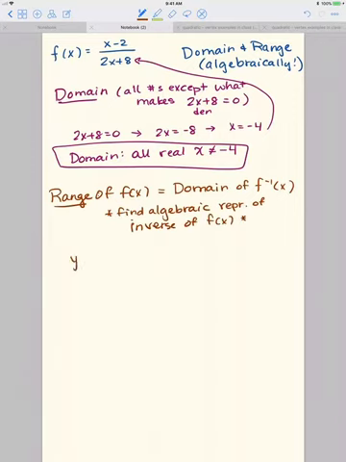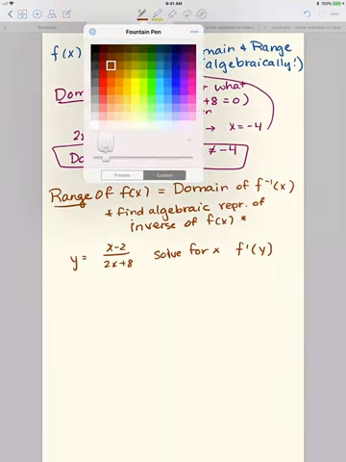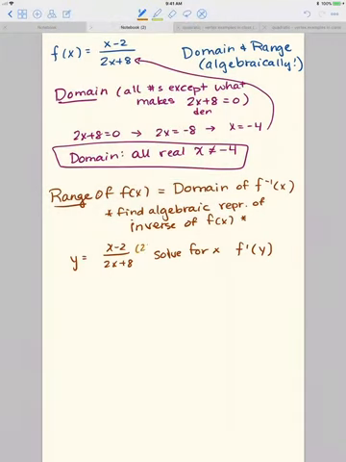So if I take the function x minus 2 over 2x plus 8 and I solve for x, I'm not going to interchange anything right now because I would actually like it in terms of y so that I can apply that to range for my original function. So if I solve that, you'll end up multiplying both sides by 2x plus 8. So you have 2xy plus 8y equals just the x minus 2.